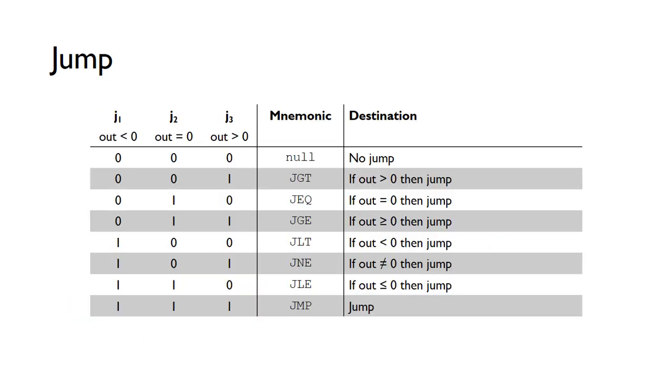The jumps are specified in this table. Again, when we're assembling, it's very simple. We just look at which mnemonic appears. So for example, if we see the jump condition is jump not equal to, we know that those 3 bits will be equal to 1, 0, 1.